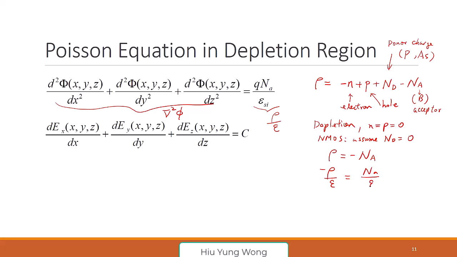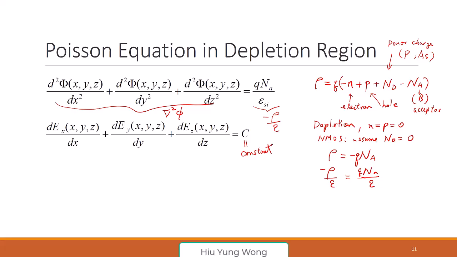Negative rho divided by epsilon equals Na divided by epsilon. Here I actually missed one thing. I need to multiply this by Q, the charge of the electron, because these are all talking about how many per unit area. So on the right hand side, in the depletion region, it is just QNA divided by epsilon, right? And this is constant in some cases.